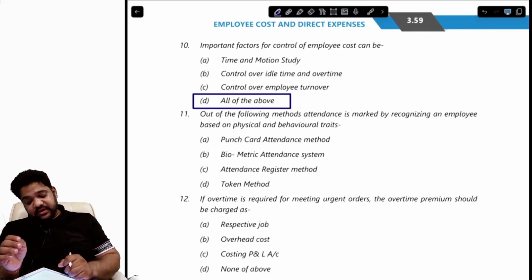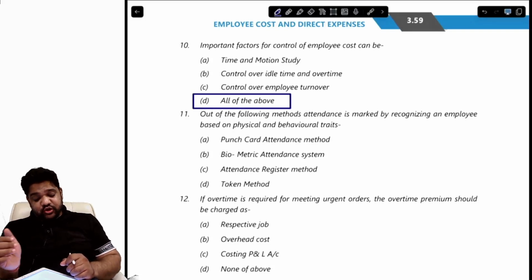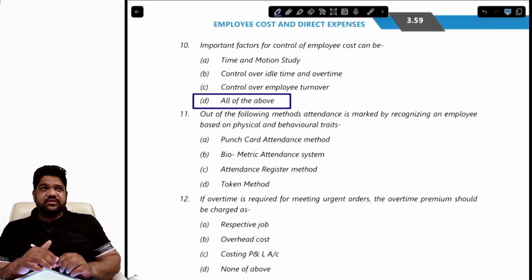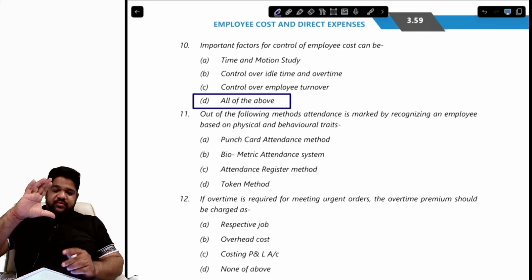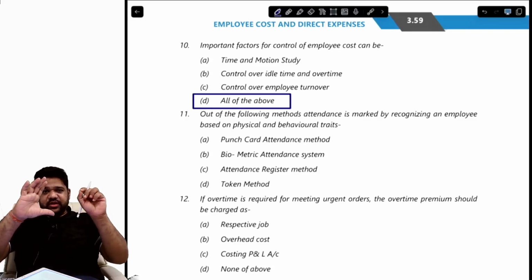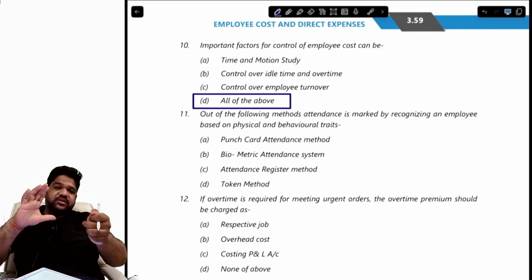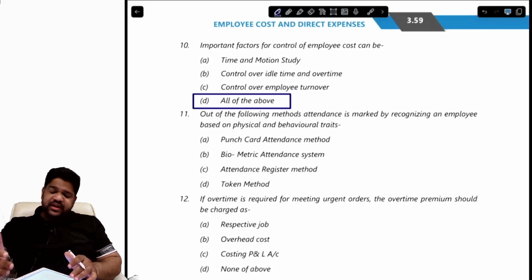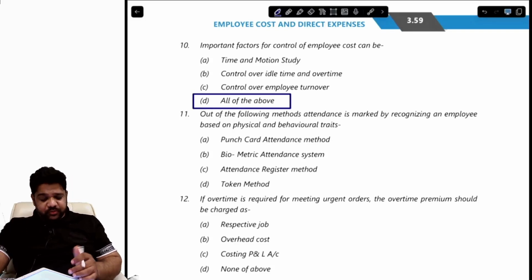Out of the following methods, attendance is marked by recognizing an employee based on physical or behavioral traits. Now, under the punch card attendance system, it is very basic. There used to be a card with various holes in it, and you had to just punch that hole so that your attendance gets marked. So it has nothing physical or behavioral trait in it. Then you have attendance register. Again, no physical or behavioral trait in it because you are writing down in a book.